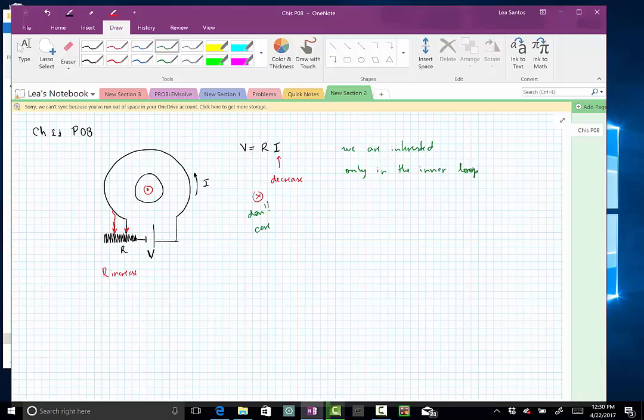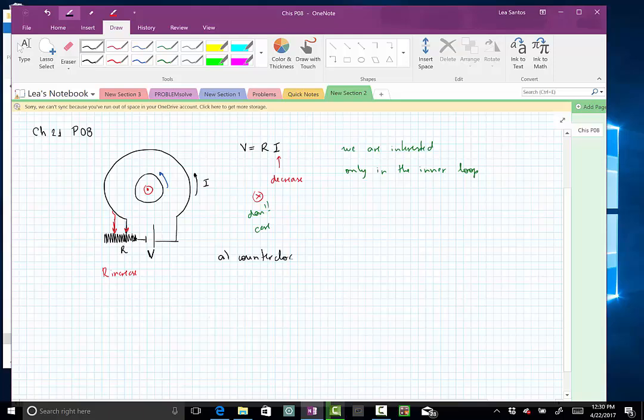Okay? Since the field is coming out but is getting weaker, I want to help that. So we are going to create a current that goes counterclockwise, because then I can get more magnetic field coming out. So the answer for part A is: the induced current will be counterclockwise.